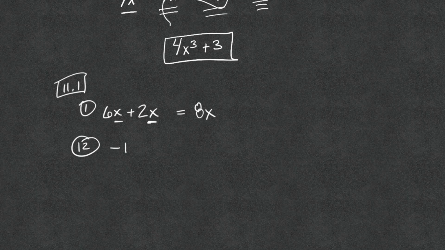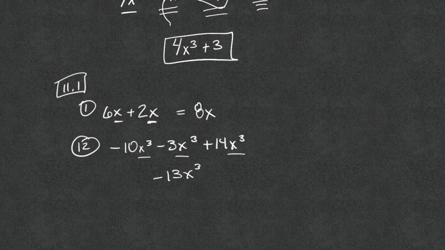Let's go to 12. We are given a negative 10x to the third minus 3x to the third plus 14x to the third. And it just so happens that they are all raised to the same value, which means that we can subtract or add as indicated. So we are going to start from left to right, and we see a negative 10 minus 3. Negative 10 minus 3 puts us more negative. So we have a negative 13x to the third plus a 14x to the third.